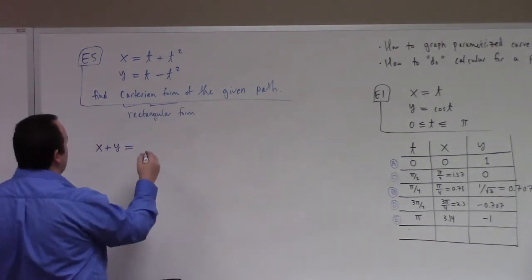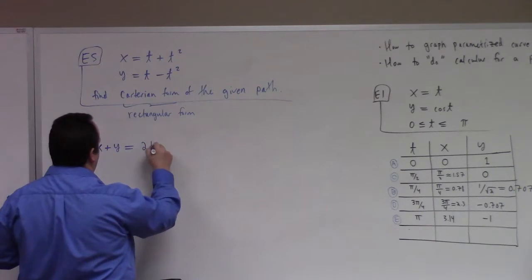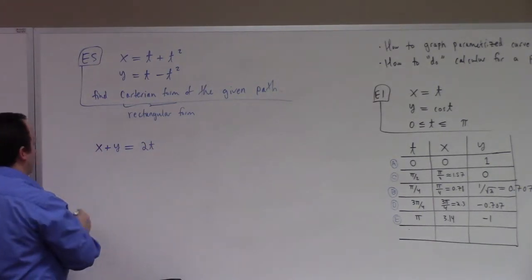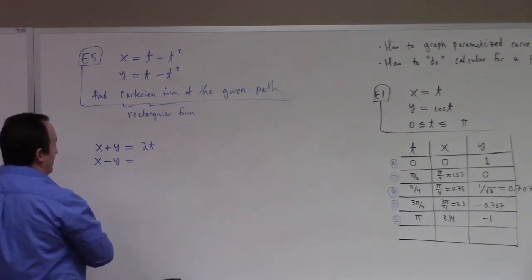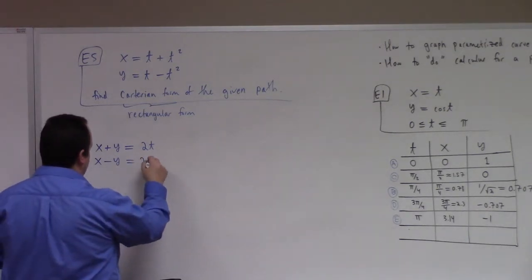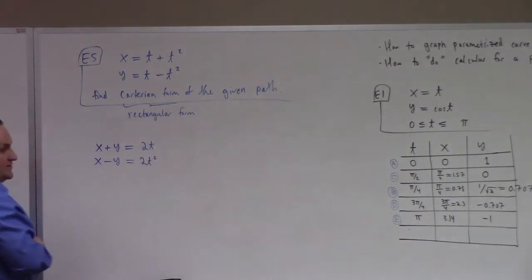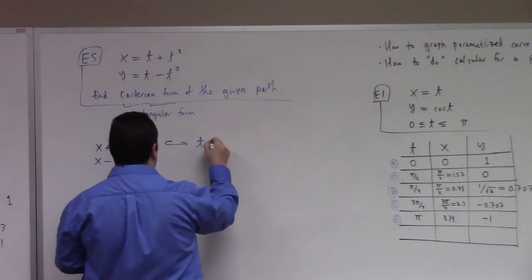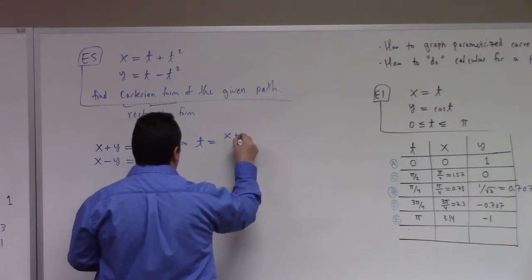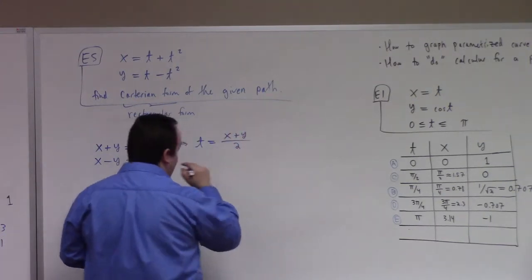What's that? 2t, all right. If I subtract them, what do I get? Yeah. Not saying I need to. Maybe I should just use the first one, though. What's the first one tell me? It tells me t is equal to (x plus y) over 2. That's actually pretty much all I need to eliminate t.